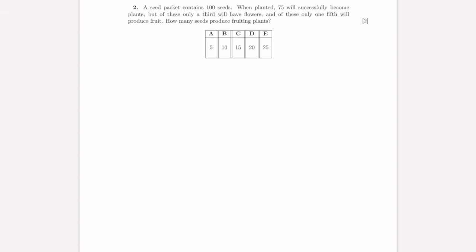And let's solve some path mathematics questions as well. We're going to start off with an easy one. We have a seed packet containing 100 seeds. When planted, 75 become plants.